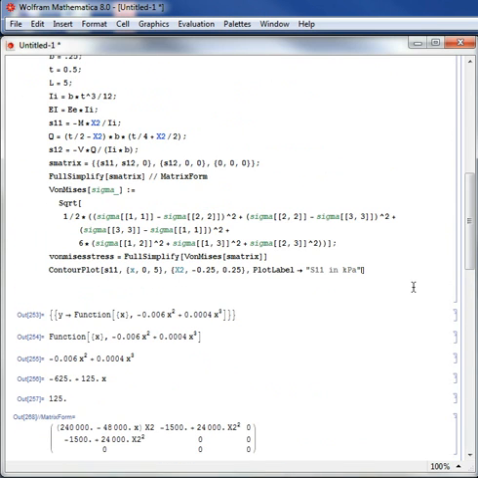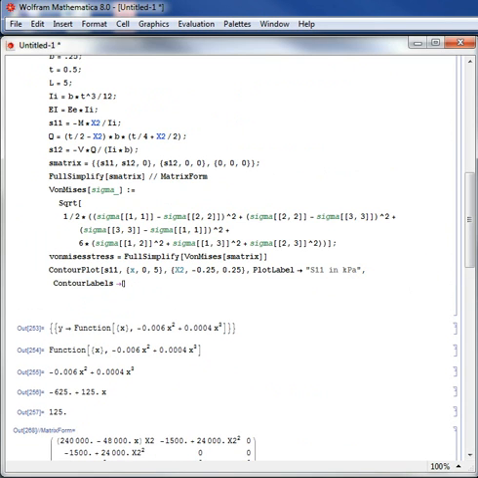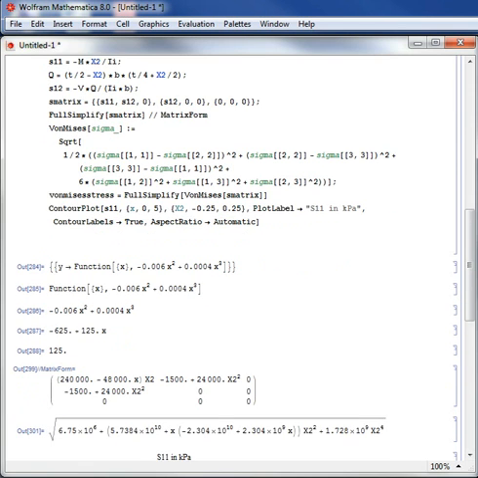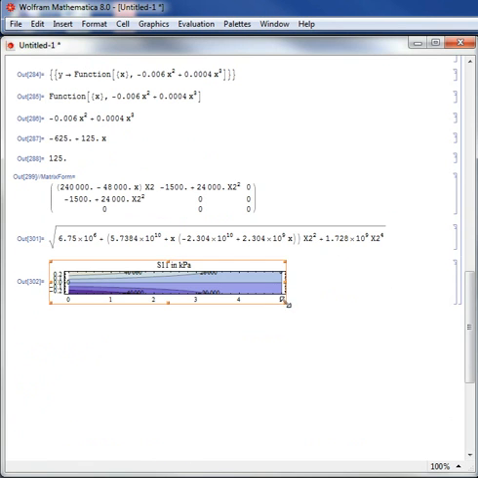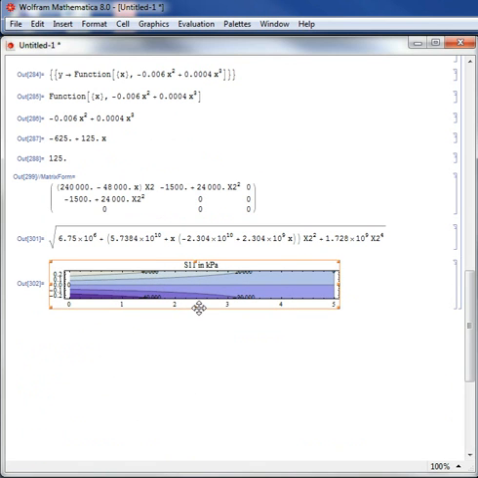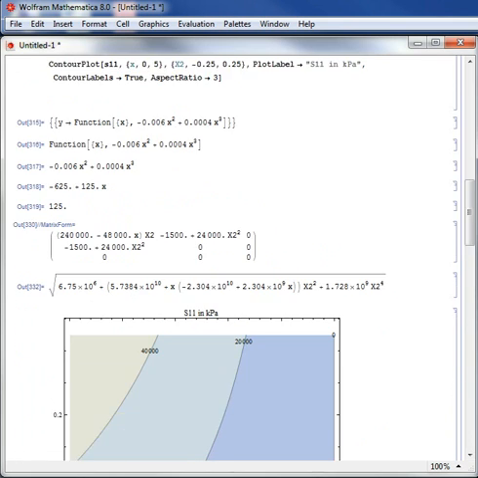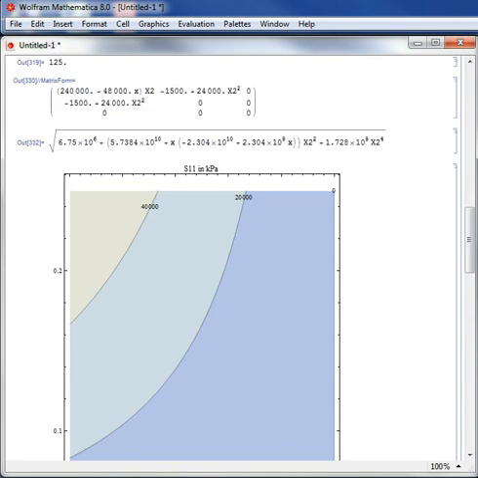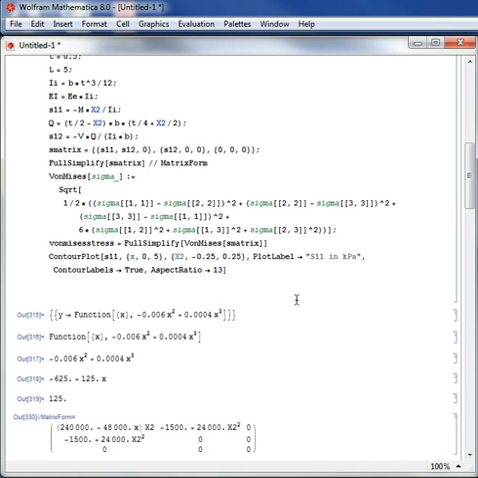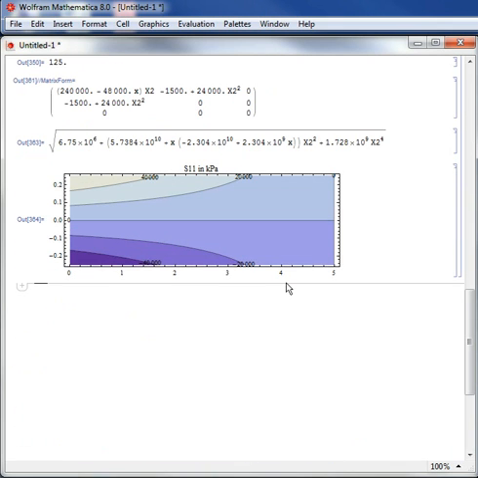I need the contour labels to be, I think, True, and I would like also to use AspectRatio Automatic, and here's the beam, and you can make it slightly bigger, or you can put an aspect ratio of, let's say, 1/3. Let's see what this gives us. Aspect ratio of 1/3, and you get this plot of sigma 11 in kPa.